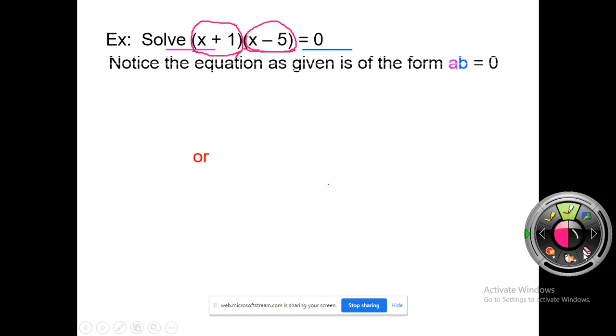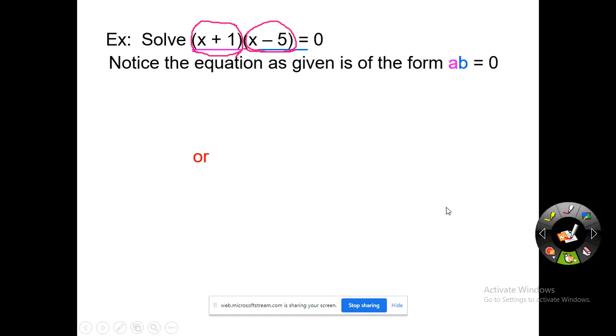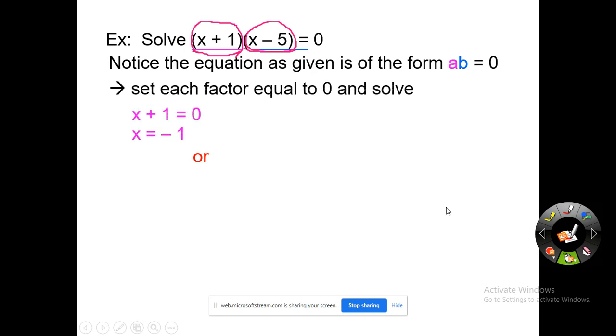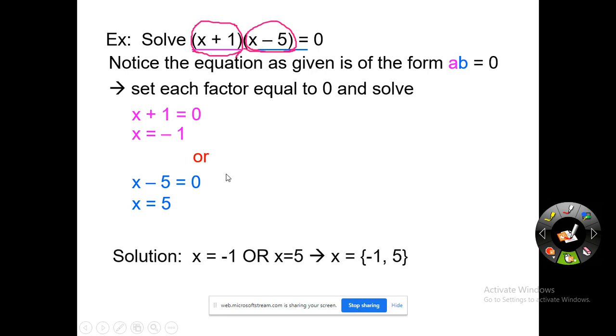So x plus 1 equal to 0 gives me x equal to minus 1, or x equal to 5. If you replace, guys, let's replace: minus 1 plus 1 gives me 0, and 0 times minus 6 gives me 0. If I replace x by 5, it will give me 5 plus 1, which is 6, and 6 times 0 gives me 0. So my solutions are minus 1 and 5. It means if I replace x by minus 1 or by 5, the answer will be 0.